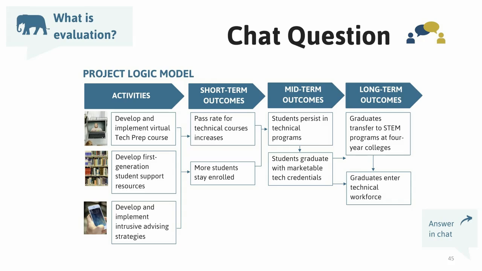So now that you see this project mapped out on a logic model, what types of evaluation questions do you think Jen and her evaluation team should ask in their evaluation? So you can use the chat box to the right side of your screen to share your ideas. So if you are designing an evaluation for this program, what kind of questions do you think they should ask? So it might be helpful to think about what Jen might want to know to impress NSF or her college administrators. Or would you focus more on the implementation of the activities, the achievements of the short-term outcomes?